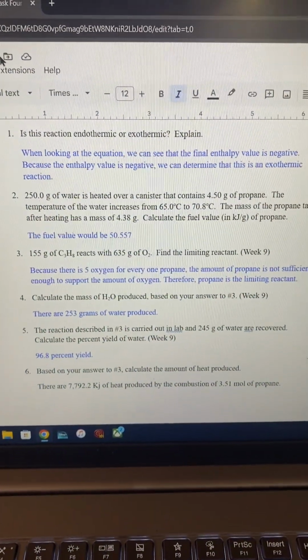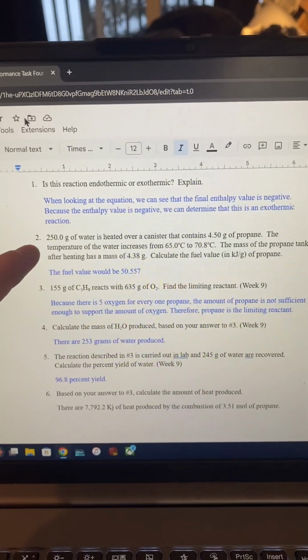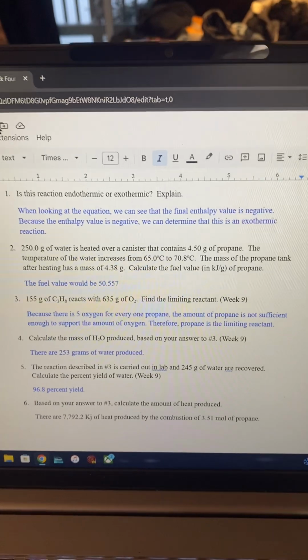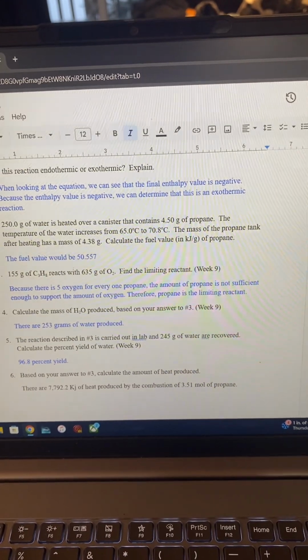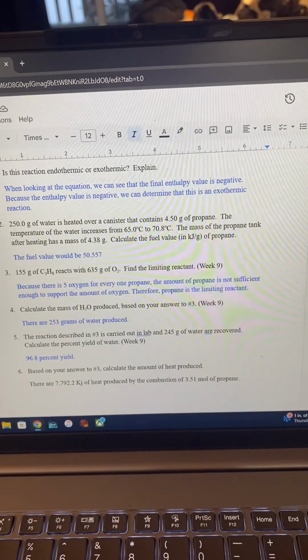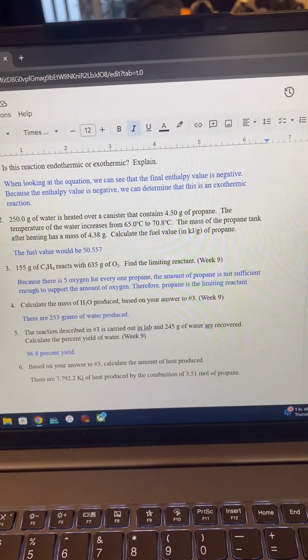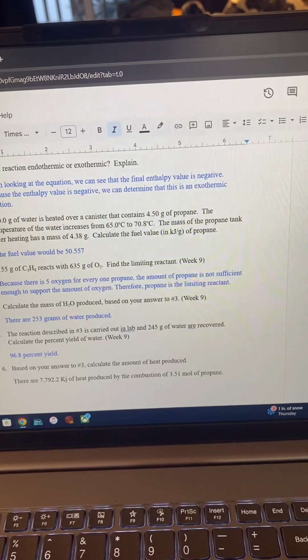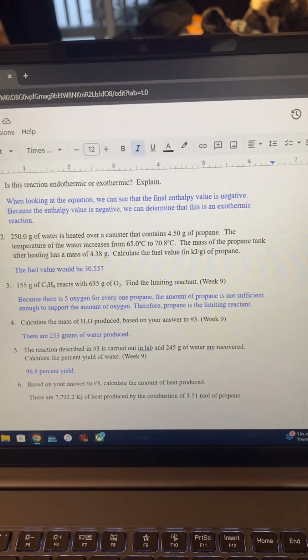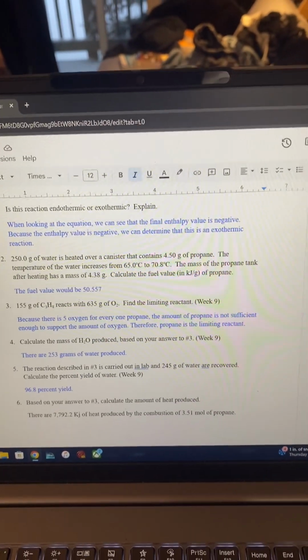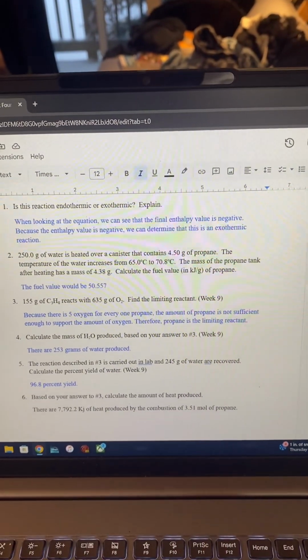Hello. So for this week, I will be starting with question 2, which states: 250 grams of water is heated over a canister that contains 4.5 grams of propane. The temperature of the water increases from 65 degrees to 70.8 degrees. The mass of the propane after heating the tank has a mass of 4.38 grams. Calculate the fuel value in propane.